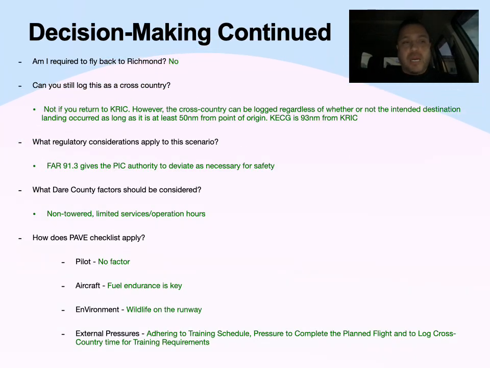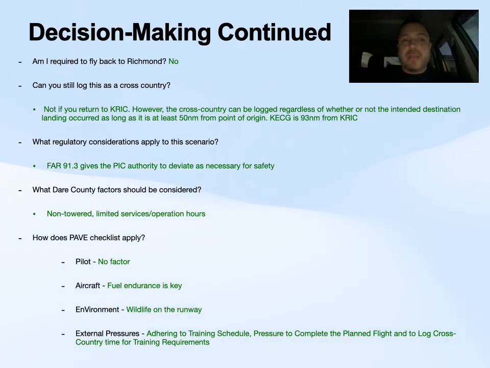Decision making continued. Am I required to go back to Richmond? No. Can you still log this as cross-country time? Not if you return back to KRIC. However, the cross-country can be logged regardless of whether or not the intended destination landing occurred, as long as it's 50 nautical miles from the point of origin. So if you did divert to KECG, that is 93 nautical miles from KRIC, which would satisfy the 50 nautical mile requirement.